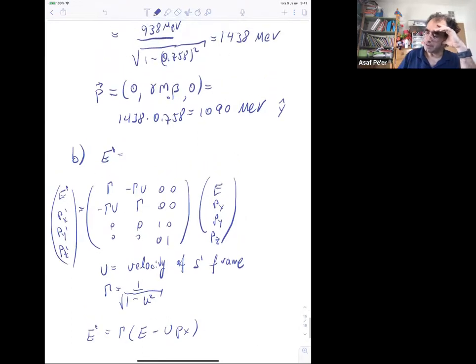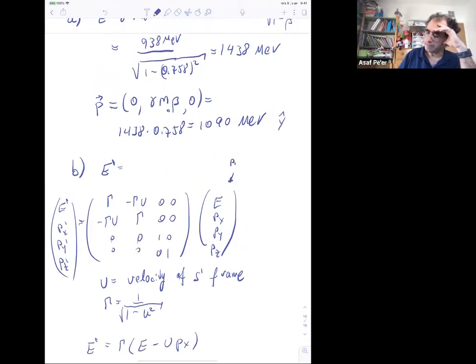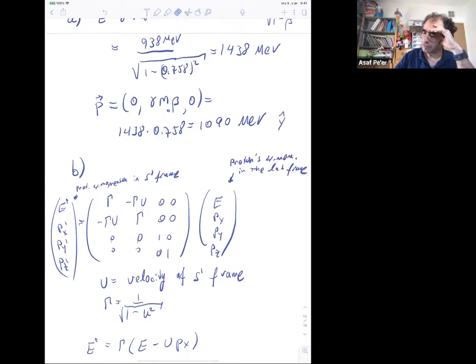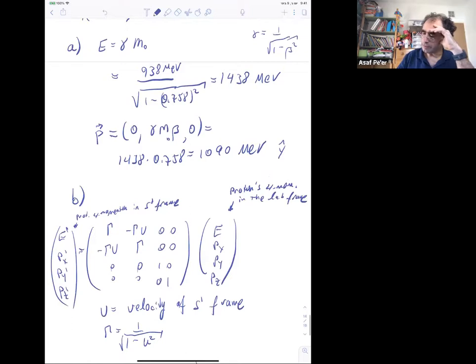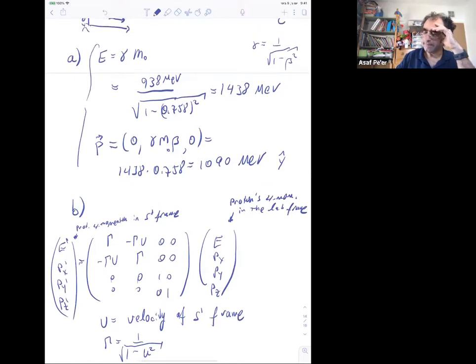And this is again the proton's four-momentum in the lab frame, and this is the proton's four-momentum in the S prime frame. We calculated the four-momentum in the lab frame here in part A.